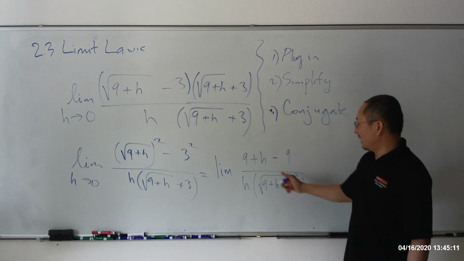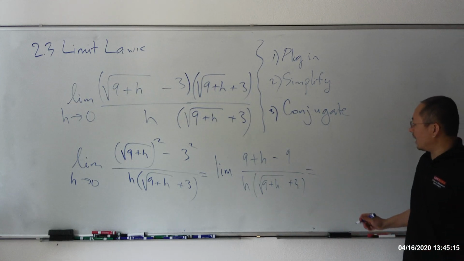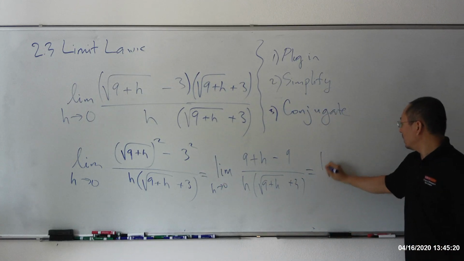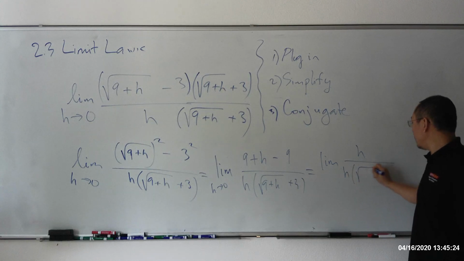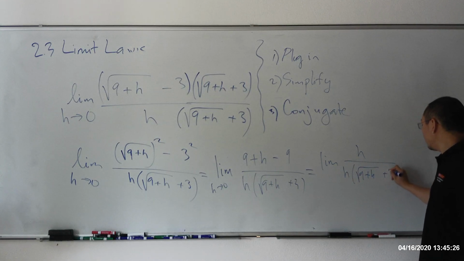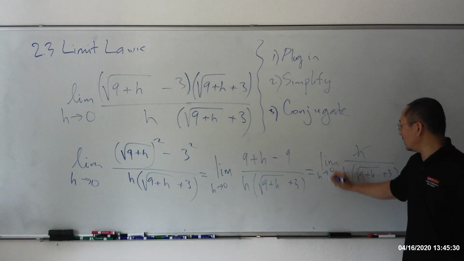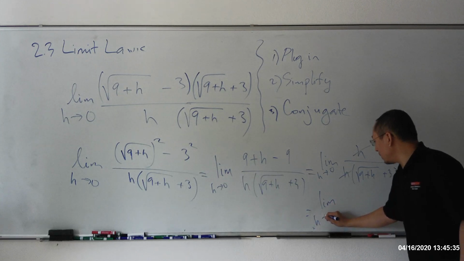All right, now you see things turn out nicely. What can we do with number 9 on top? Cancel out, because h approaches 0, by the way. So this is the limit of h over h times square root of 9 plus h plus 3. That h on the top and h on the bottom cancel out, and keep in mind that h is still approaching 0. And this is the limit again when h approaches 0.